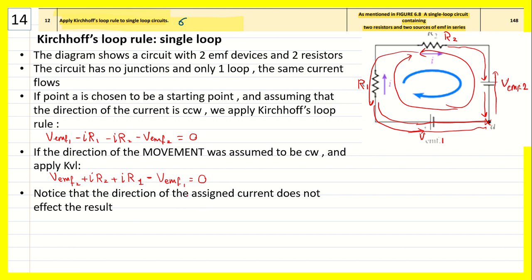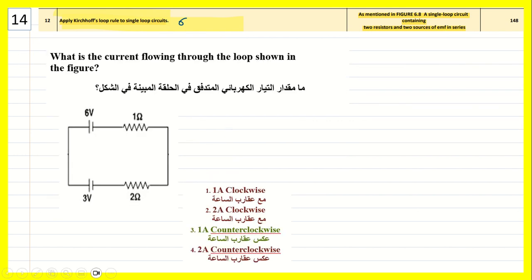We return to the same point we started from, so I put the equal and the 0. Notice that the direction of the assigned current does not affect the result. So if you apply KVL with the direction of the current or opposite to the direction of the current, if you move the circuit clockwise or counterclockwise, it's the same. It's going to give you the same values at the end. What is the current flowing through the loop shown in the figure?